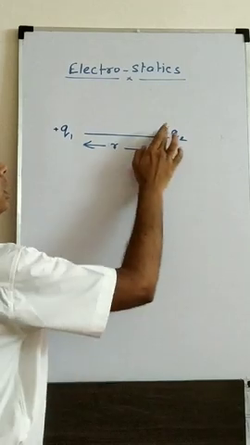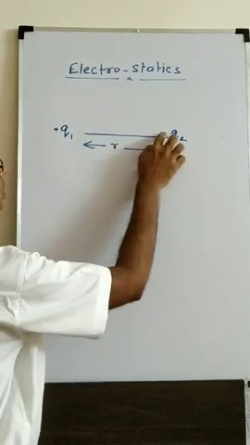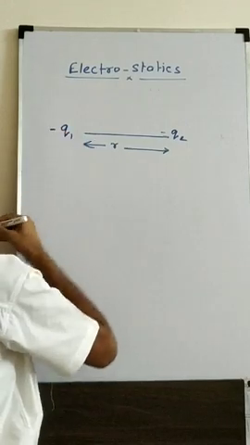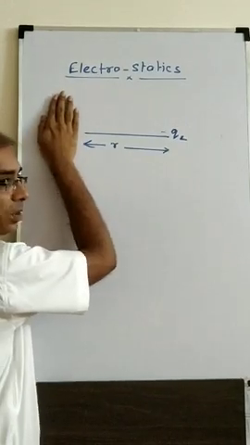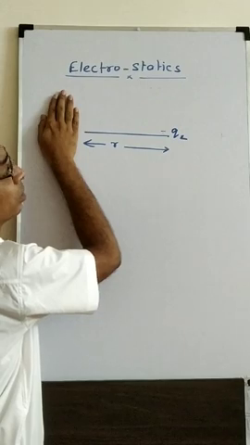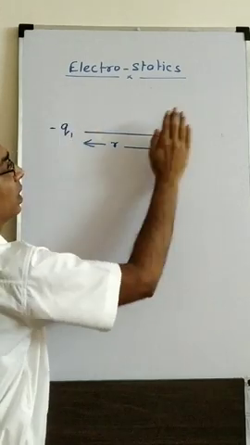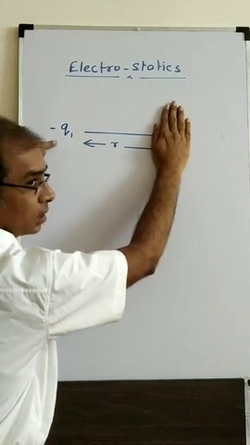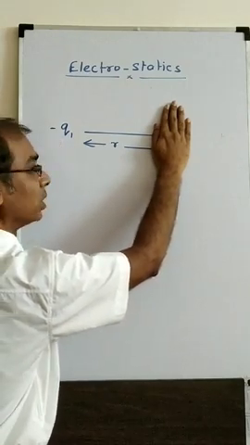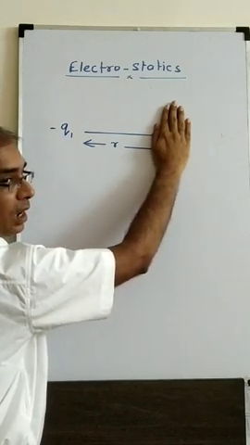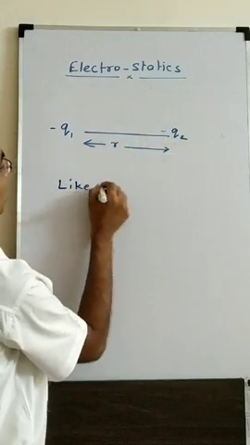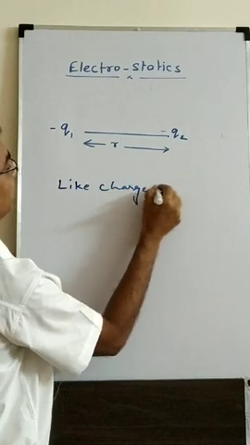Same thing we can do with minus also. If I take this as minus and here also minus, make this fixed and see what is happening to that. We know that it will also go away. Same way, if I make this fixed and this free, this will go in this direction. That means like charges repel each other.